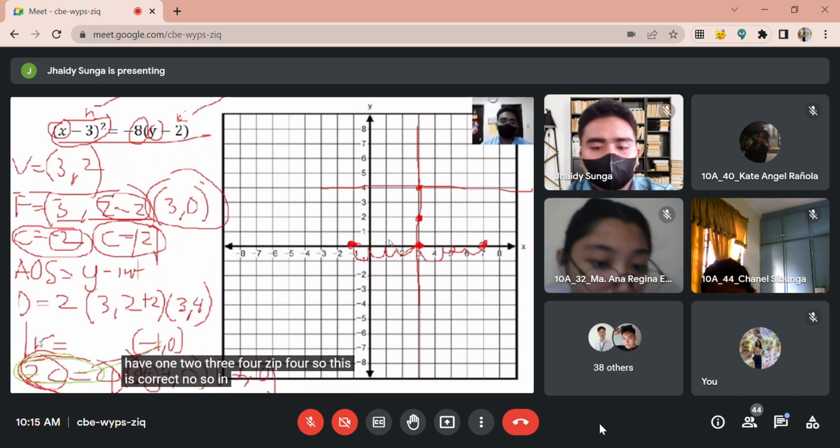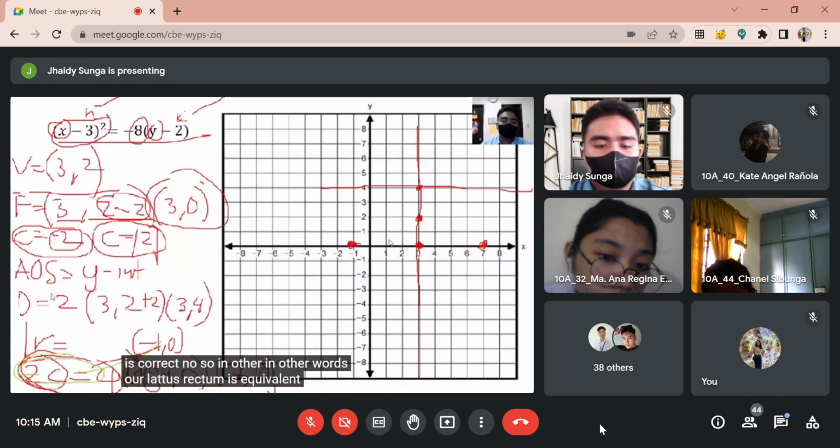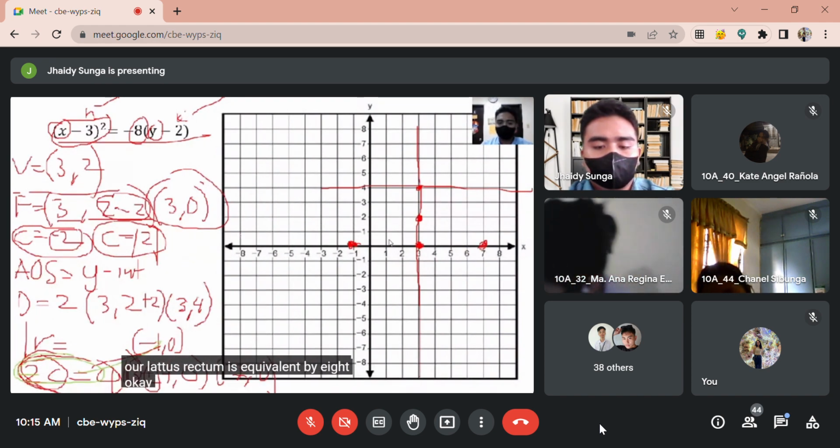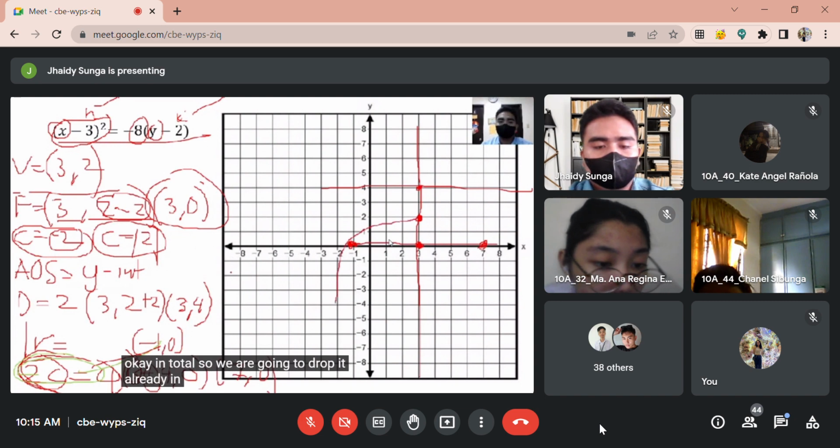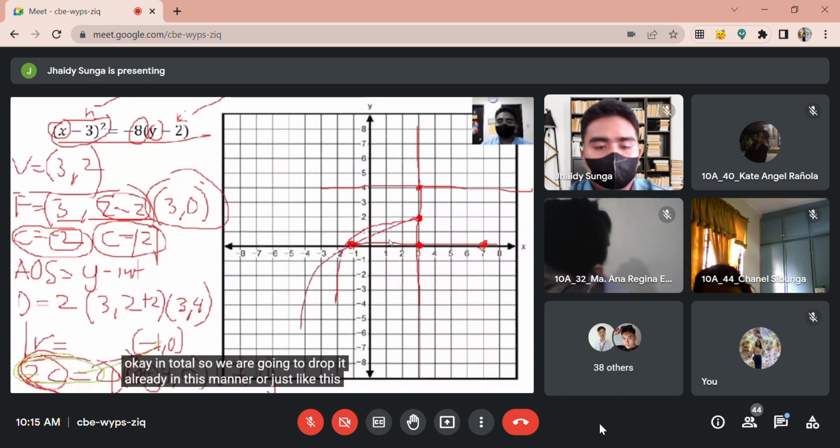So in other words, our latus rectum is equivalent to 8. In total, it's 8. So we are going to graph it already in this manner, just like this. That's how we graph a parabola.